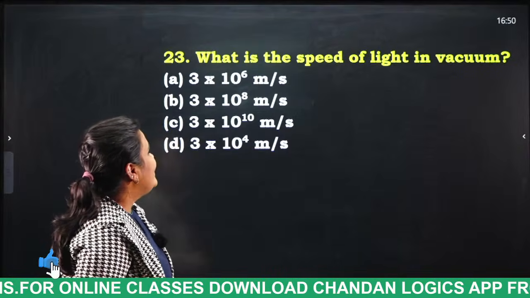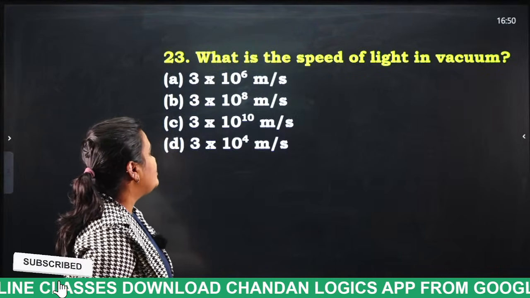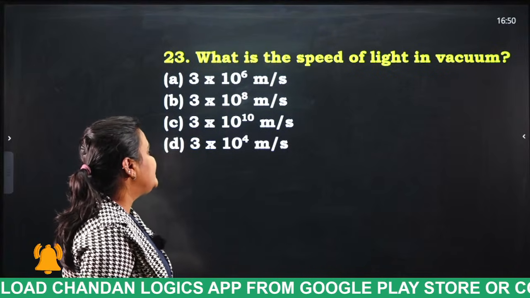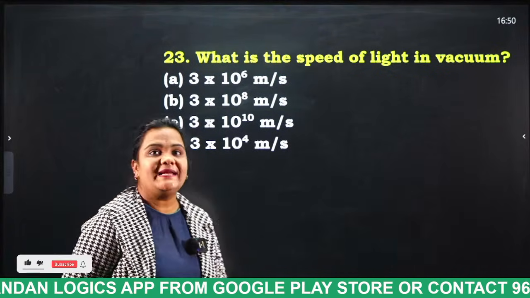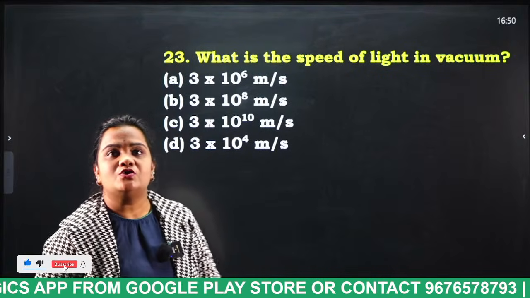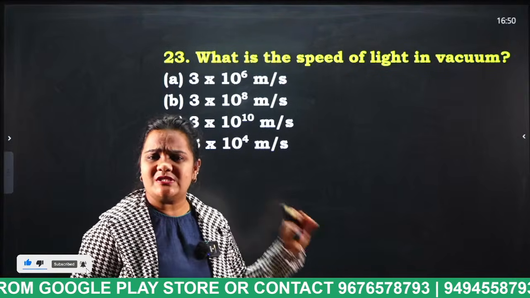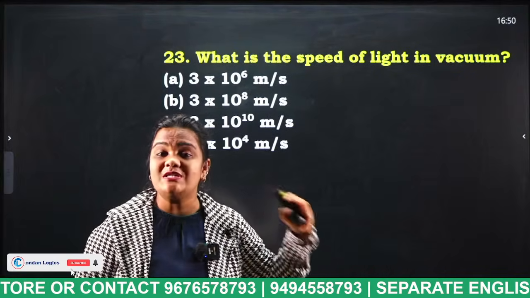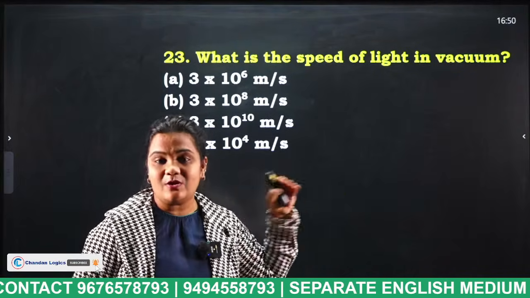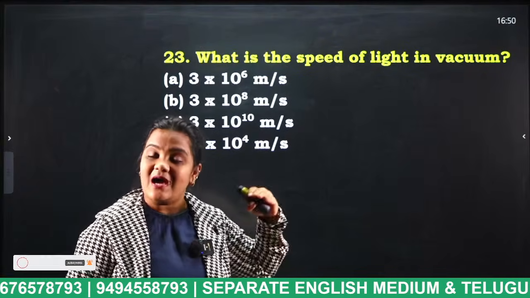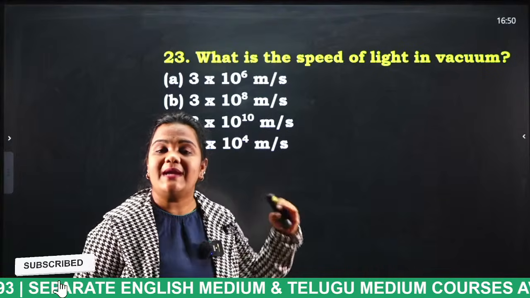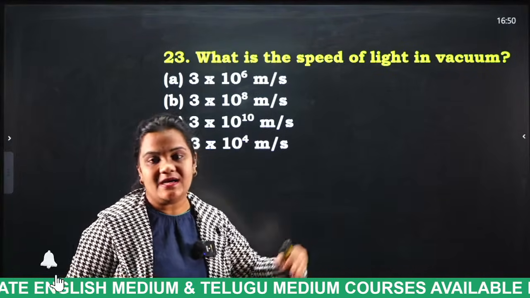Next, what is the speed of light in vacuum? 3 into 10 power 6 meters per second, 3 into 10 power 8 meters per second, 3 into 10 power 10 meters per second, 3 into 10 power 4 meters per second. Everyone is saying, madam, these questions are very basic level, but the questions we are going to get in RRB Group D and SSC GD are only this basic level, students. Why? Because you will get questions from the 10th standard level only.